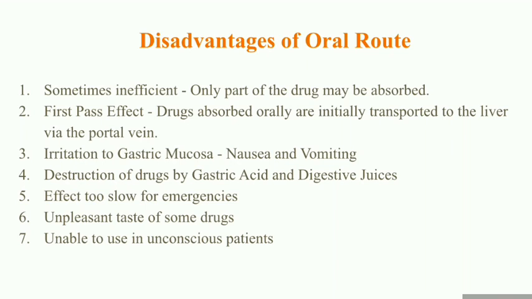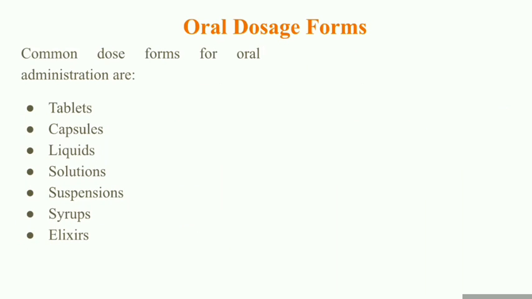Next one is irritation to gastric mucosa. In some patients, this causes irritation to gastric mucosa which results in nausea and vomiting. Next is destruction of drugs by the gastric acid and digestive juices. Effect too slow for emergencies. So in emergencies, we never use the oral route of drug administration. There is also the unpleasant taste of some drugs, and in unconscious patients we can never use this route. So these are the disadvantages of oral route.